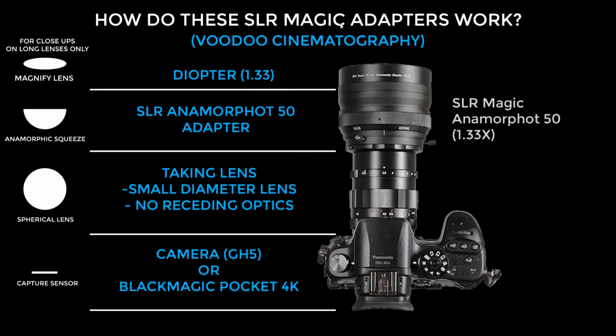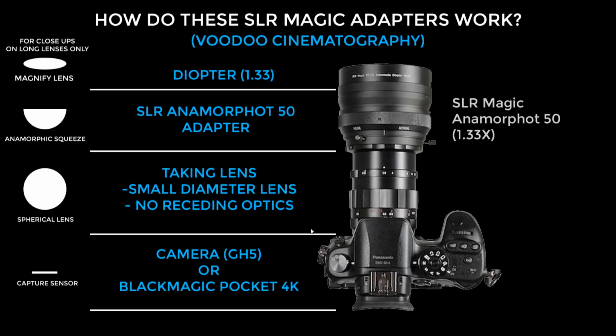How do these SLR Magic adapters work? Well, you have your camera, commonly a GH5 or a Blackmagic Pocket 4K. You can use a Sony camera as well. But you do want to have very small diameter lenses. This is actually an example of the worst you would ever have, okay? Small diameter lenses, no receding optics. If you take a look at the front element of your lens and you see a hole, bad news, don't use that, okay? There's a big hole and your lens is buried somewhere in that hole, don't get it. Small diameter lenses are the best.